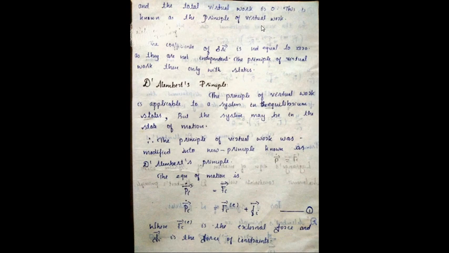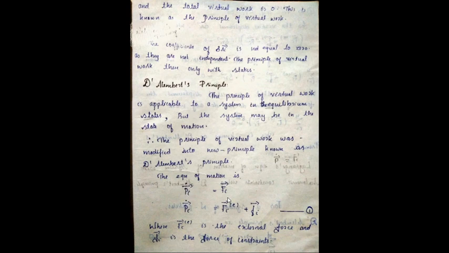Now you can see D'Alembert's principle. The principle of virtual work is applicable to a system in equilibrium, but the system may be in a state of motion. The principle of virtual work was modified into a new principle known as D'Alembert's principle. You can see the equation of motion: Fi vector is equal to Pi vector dot, that is, force is equal to the rate of change of linear momentum, notated here as Pi vector dot.